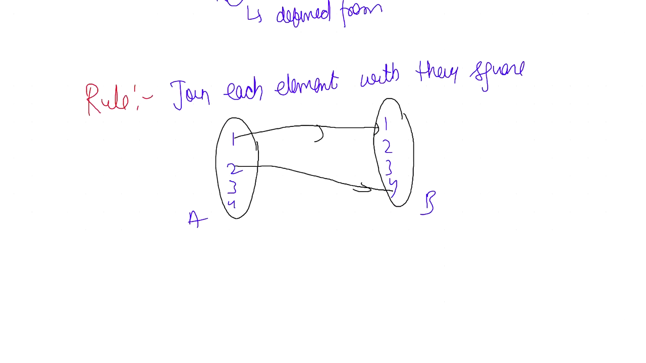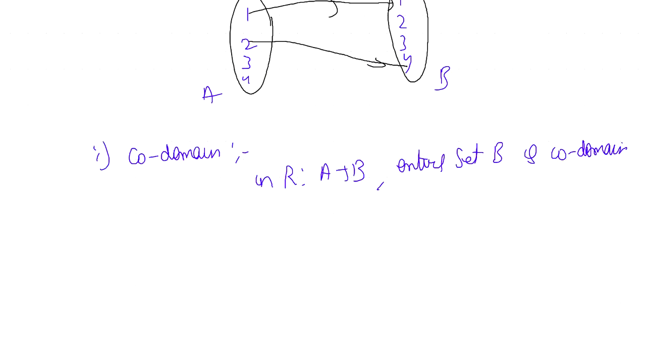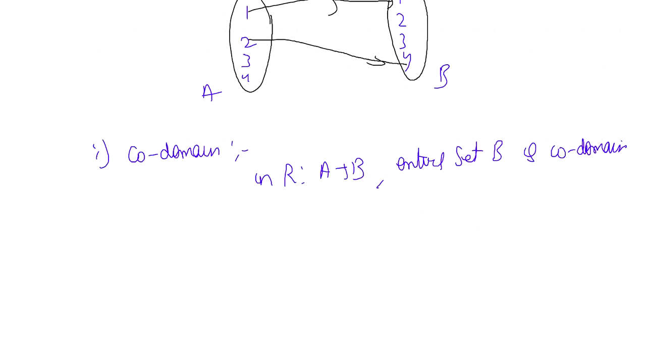From here, we'll know what is codomain. So in relation defined from A to B, entire set B is codomain. Entire set B. Simple as that. Okay. No exclusion, no nothing. Unless given, entire set B is codomain.